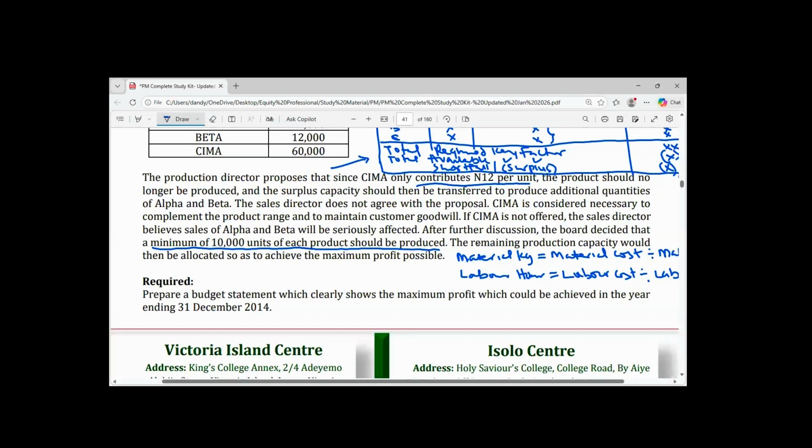Yes, that is the requirement. Examiner is asking you to prepare a budget which clearly shows the maximum profit which could be achieved in the year ending 31st December 2014. So the examiner is asking you to prepare a budget statement, that is an income statement, that will enable the company to maximize profits.